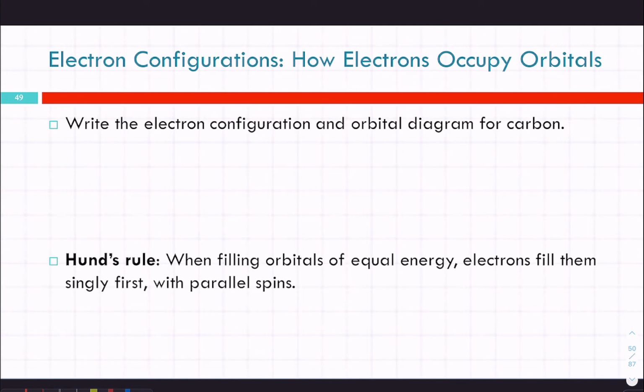Okay, so let's write the electron configuration and orbital diagram for carbon. How many electrons does carbon have? 6. So we'll start writing these out. Again, we're always starting with the lowest one. So 1s2, 2s2. And then we move over to 2p. 2 electrons left, so 2 electrons go into the p orbital.